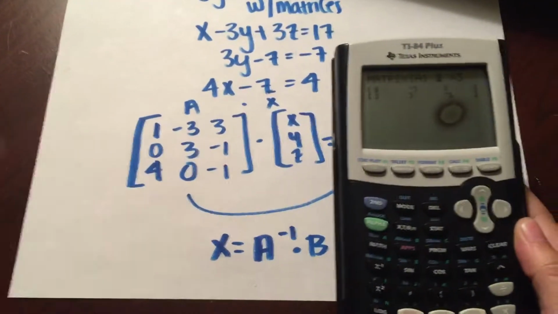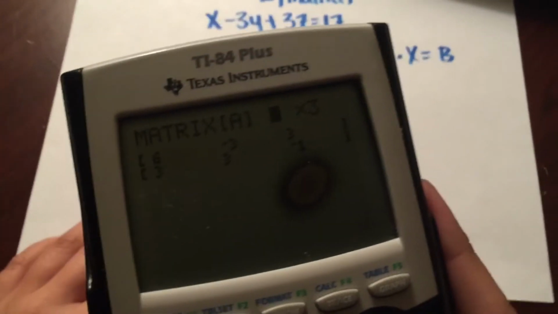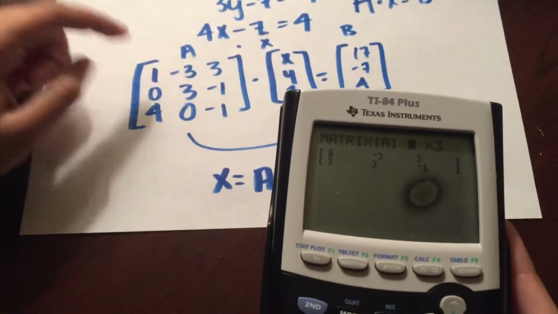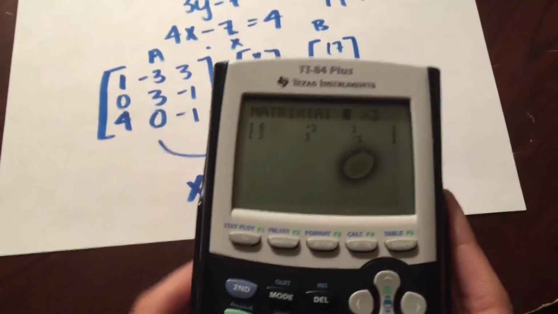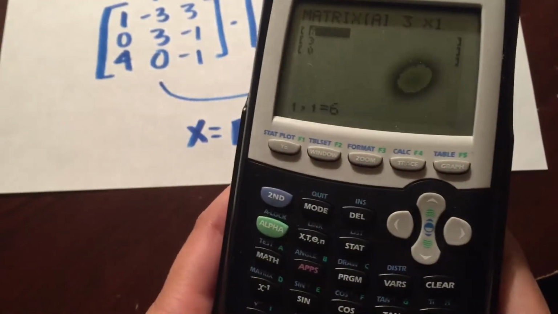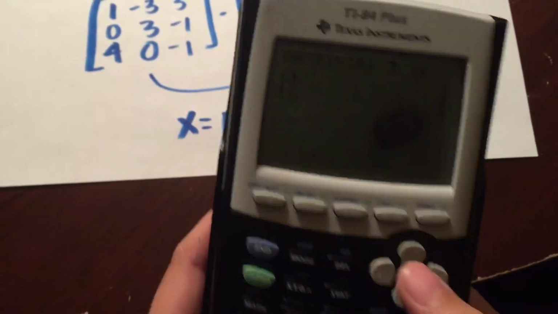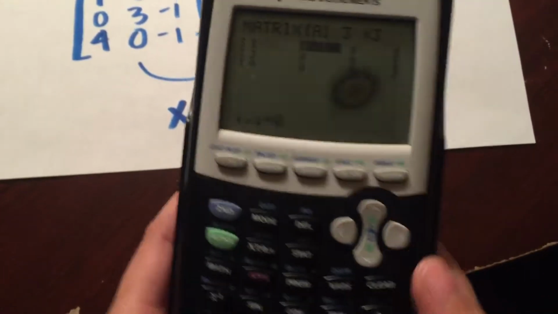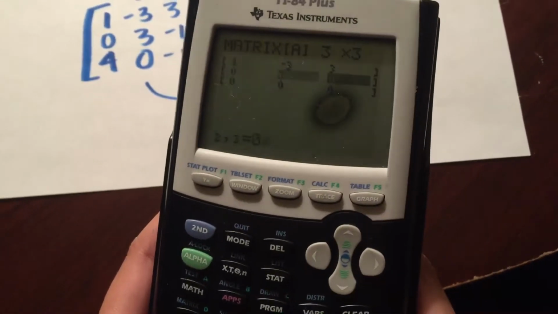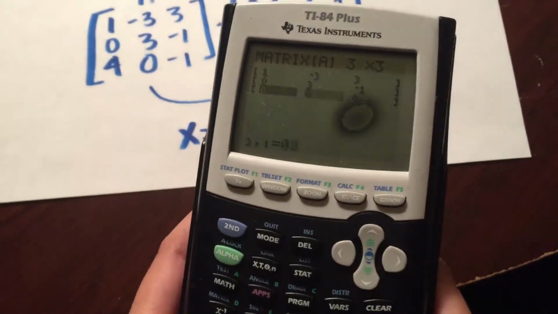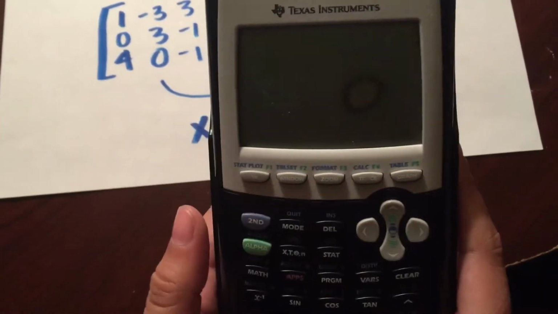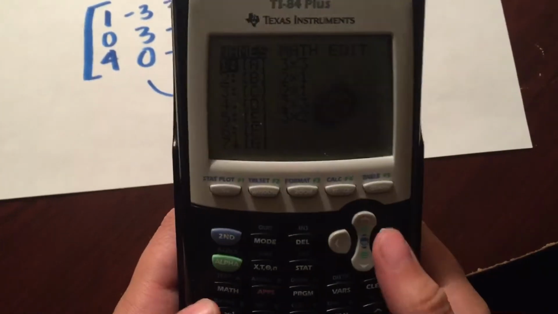So basically, it all depends whether you have used matrix or not, but that determines what you have to plug in, because it's a 3 by 3 matrix. So you're going to put in 3, then 3, and plug in the numbers. So this is 1, negative 3, 3, 0, 3, negative 1, 4, 0, negative 1. Okay, I have this habit where I always turn off my calculator because I'm too scared I'm going to clear it.